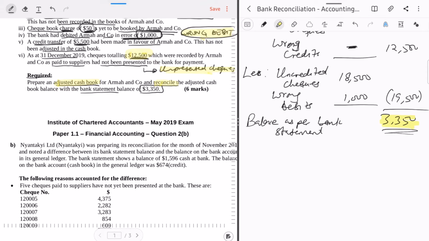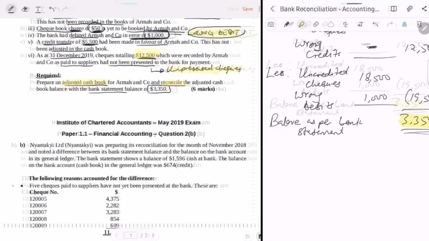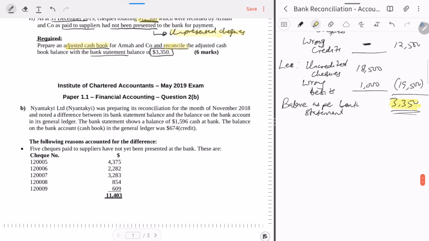Good. So the next question here, let's smash this one as well, right? This says Nyantechi Limited was preparing its reconciliation for the month of November 2018. And they noted a difference between their bank statement balance and the balance on the bank accounts in their general ledger. This is the same as what? The general ledger contains the cash book. So this is the same as the balance per cash book.